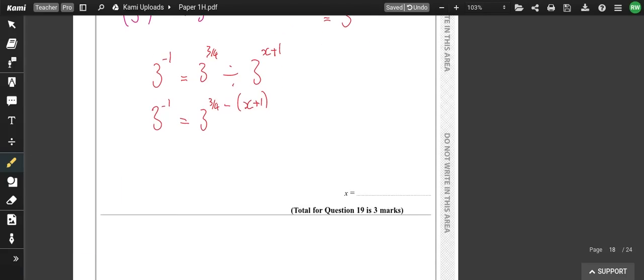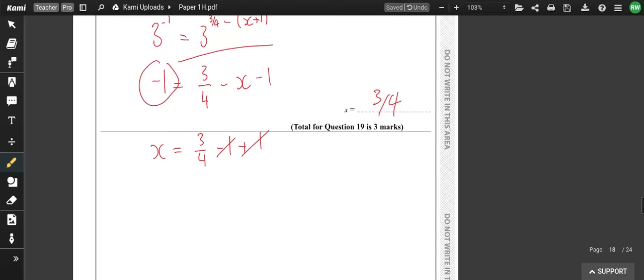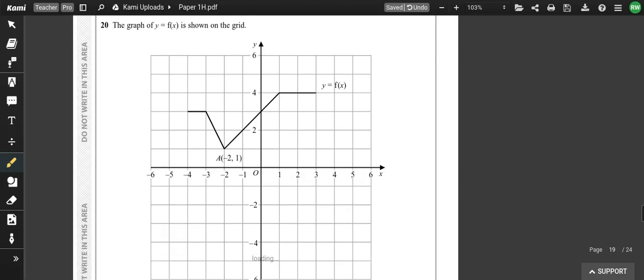And now I can actually ignore the base 3s, and I've got minus 1 equals 3 quarters minus (x plus 1), and then the minus times plus 1 is minus 1. So I'm going to take the negative x over the other side and make it positive x. And I've got 3 quarters minus 1, and I'm going to bring the negative 1 over, make that positive 1, and these two will cancel out. So x equals 3 quarters.